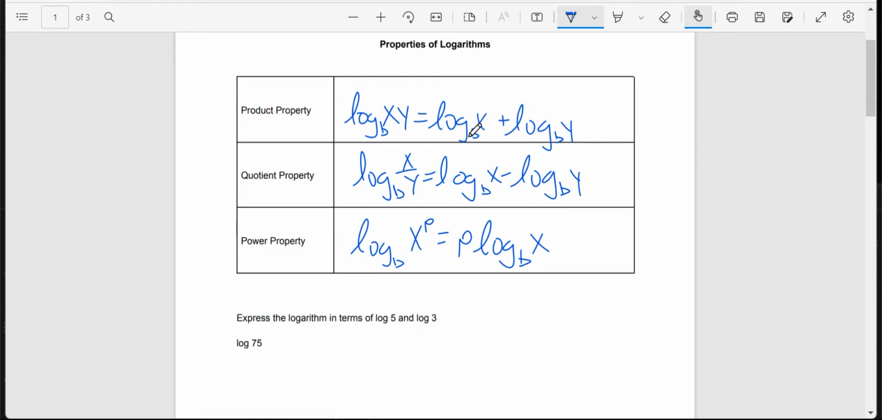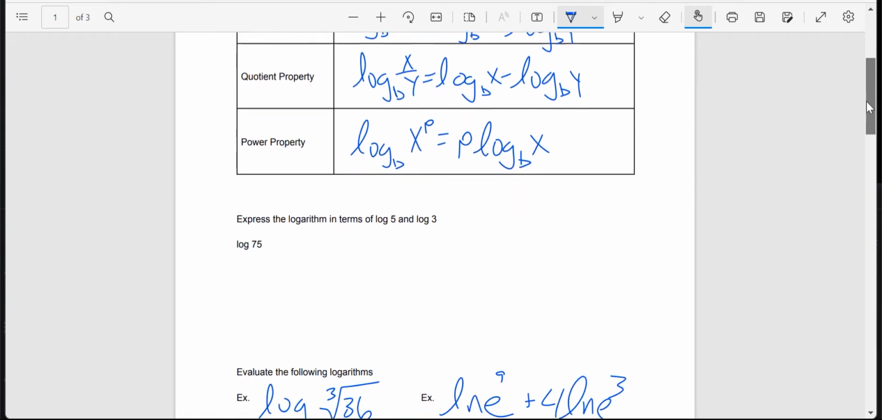If you're adding two logarithms with the same base, you can combine them by multiplying whatever the x value and the y value is. Same thing here if you're subtracting logarithms with the same bases. Keyword, they must be the same base. You can make it one logarithm, divide. Okay, so let's do some work with this, shall we?